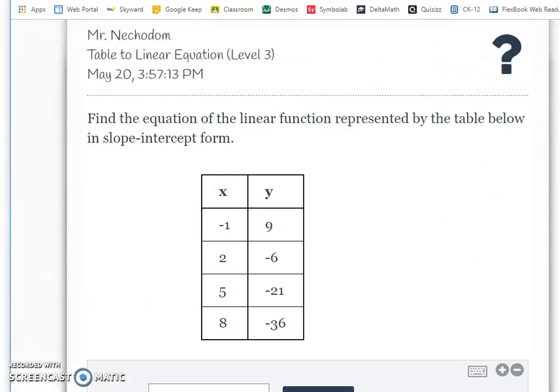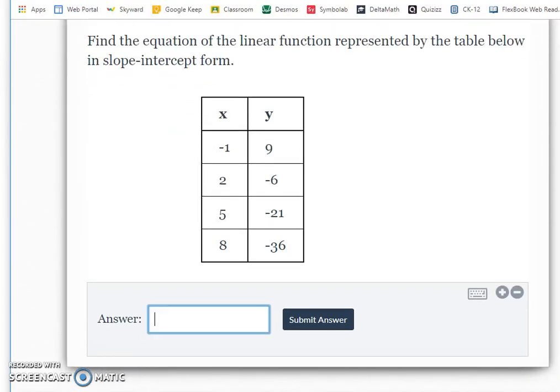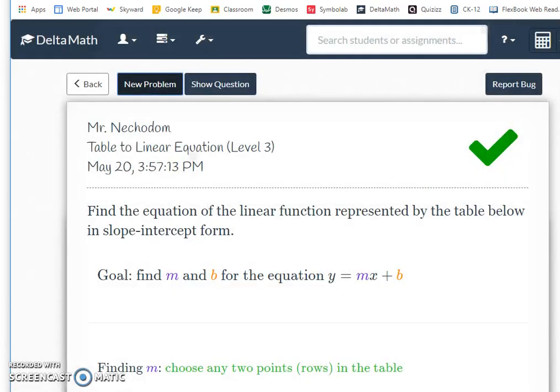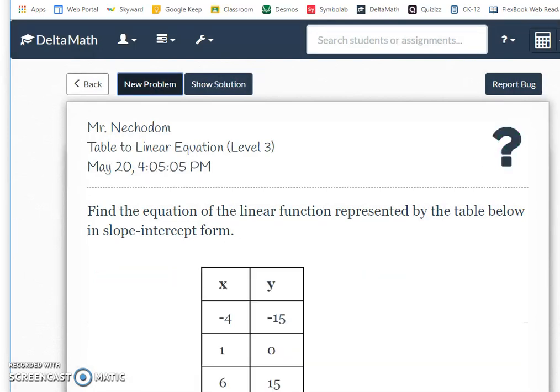And scroll down and type in y equals negative 5x plus 4. Okay, got my answer. Okay, so that would work. Let's do a new problem.